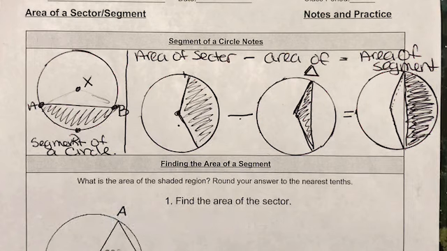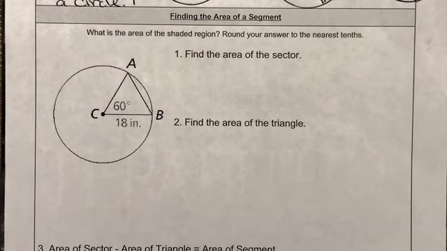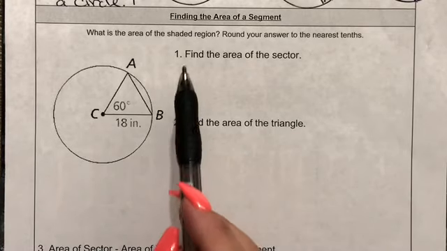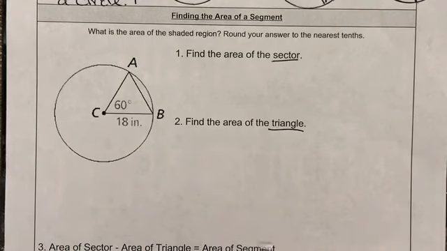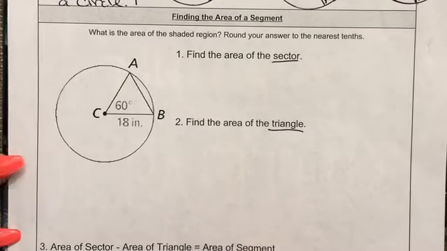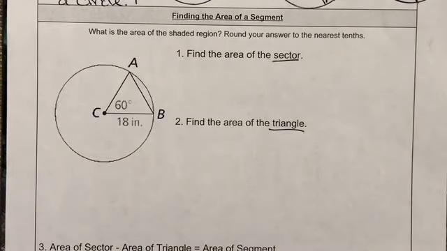So again, area of the sector, subtract the area of the triangle, and you will be left with the segment of a circle. In this first example, you can see we broke it up into the three parts: finding the area of the entire sector, finding the area of the triangle, and finally subtracting the two and finding the area of just the segment.